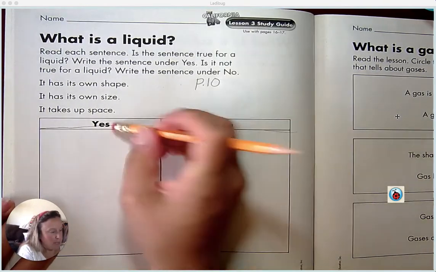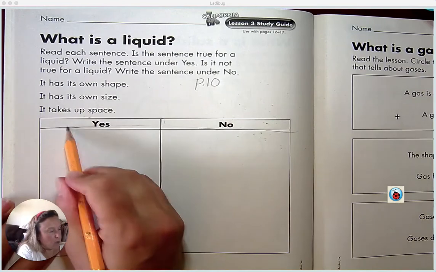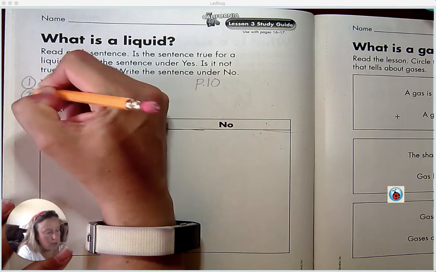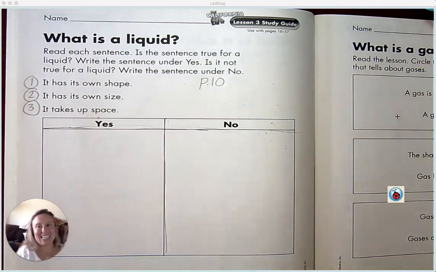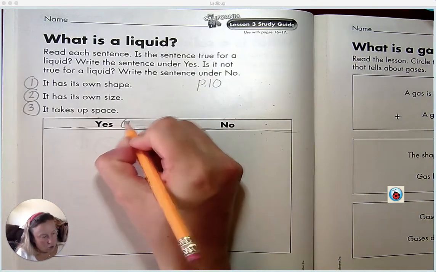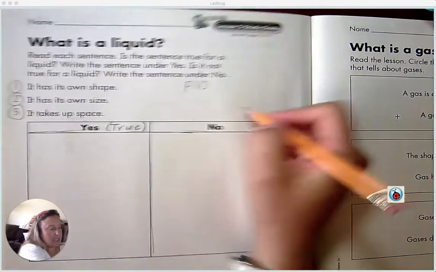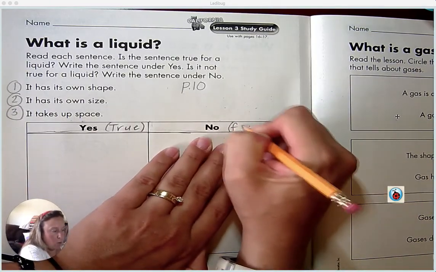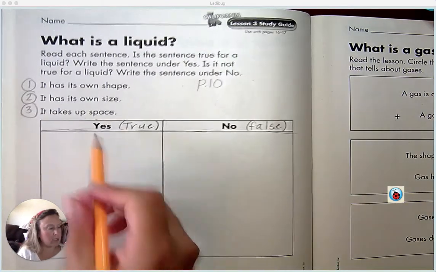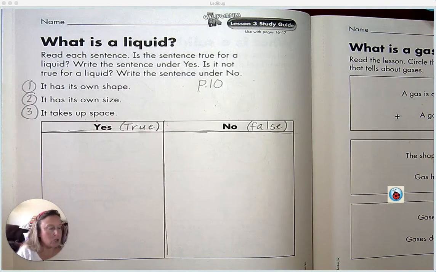Okay. So what we're going to do is we're going to look at these three sentences. 1, 2, 3. If the sentence is true about liquids, we're going to put it here in yes, true. If the sentence is false about liquids, we're going to put it over here in no or false. Okay? True means yes, false means no. So I'm going to do the first one with you, and then I want you to try to do the next two on your own, and then you'll check your answer with me.